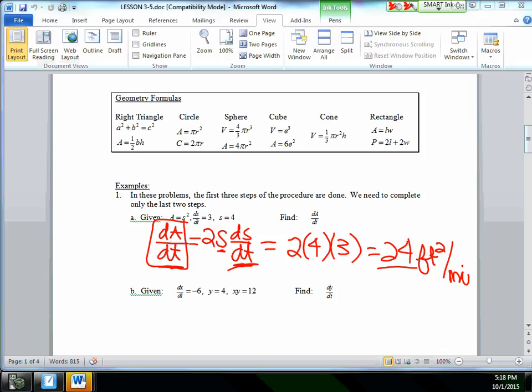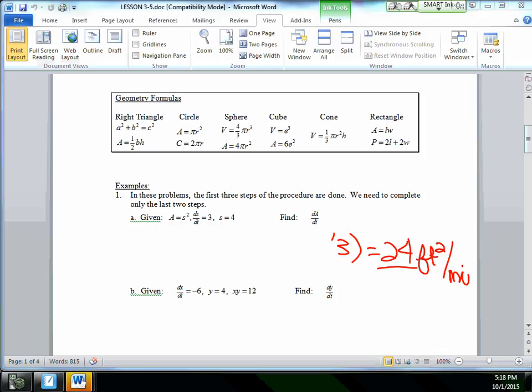So keep in mind, if I start to talk about volumes, then what should my units be? Then I'm going to get into cubed, feet cubed over minutes. So areas are squared, volumes are cubed, and linear, of course, would be feet per minute. So hopefully that makes a little sense. Always check your units, very important.